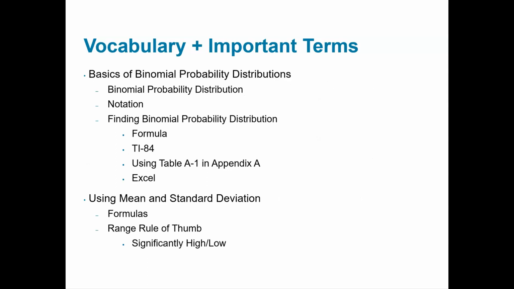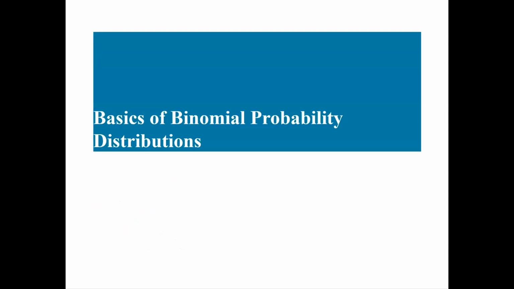So this is the vocabulary that we're going to be looking at. We're going to look at what makes something a binomial probability distribution, the notation, the 4 different methods to actually calculate, and we're going to be focusing mainly on Excel and our TI-84, though we will be using the table and formula just for practice, and then using the mean and the standard deviation formulas, and then of course going back to what's significantly high and low.